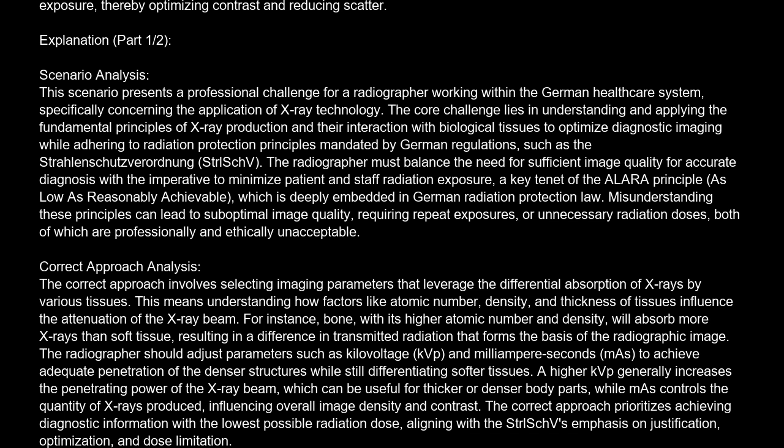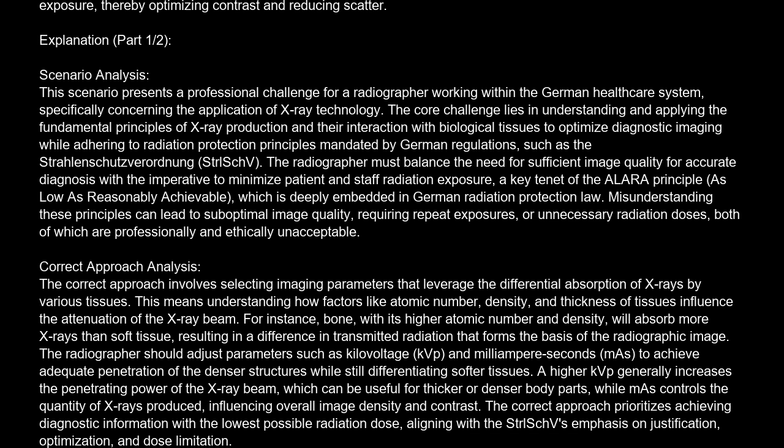Explanation: scenario analysis. This scenario presents a professional challenge for a radiographer working within the German healthcare system, specifically concerning the application of X-ray technology. The core challenge lies in understanding and applying the fundamental principles of X-ray production and their interaction with biological tissues to optimize diagnostic imaging while adhering to radiation protection principles mandated by German regulations, such as the Strahlenschutzverordnung, StrlSchV.